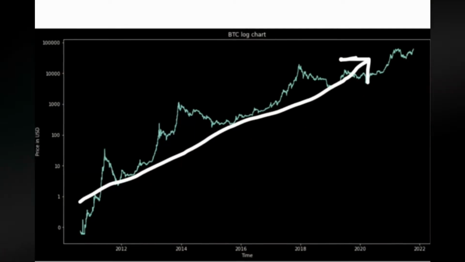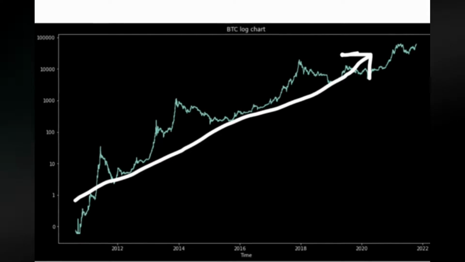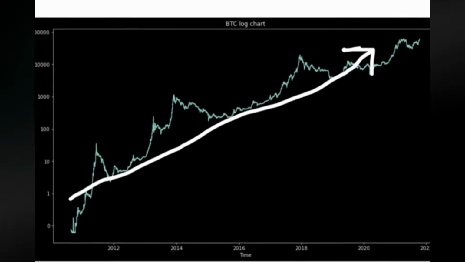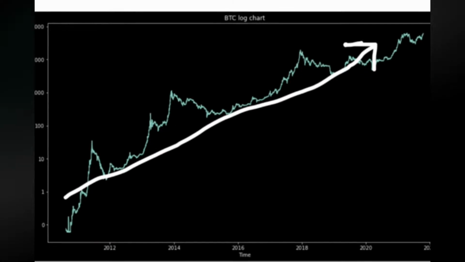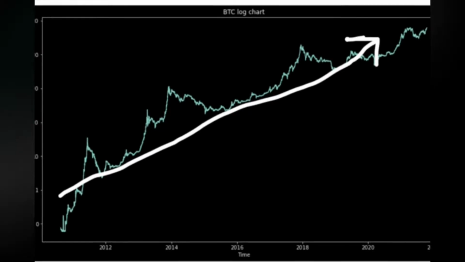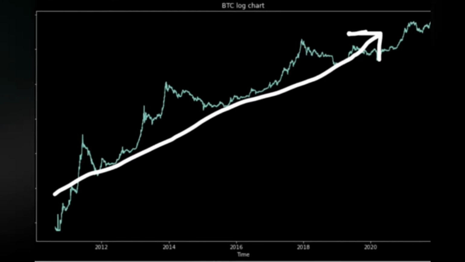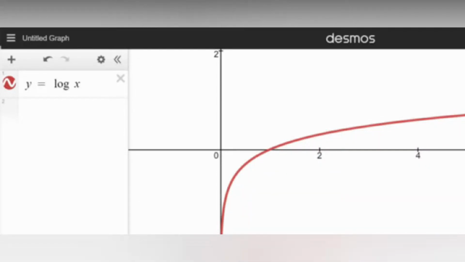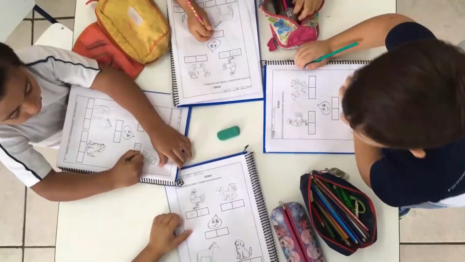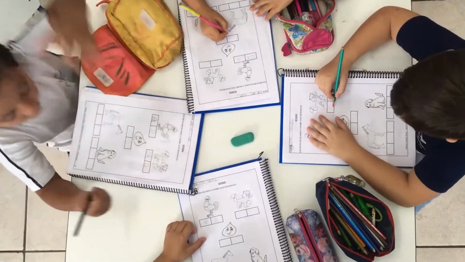If you zoom out far enough, the Bitcoin chart looks like this. You could simply draw a straight diagonal line through the data, linear regression, and come to the conclusion that the price is always going up anyway, right? So if you look closely at the log chart of BTC versus time, you might notice that a better fit might be of the form y equals log x. This is what it looks like if you don't remember from school.